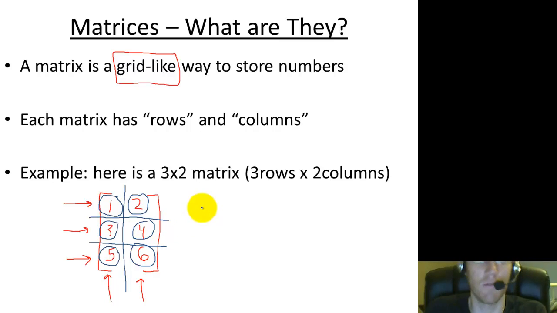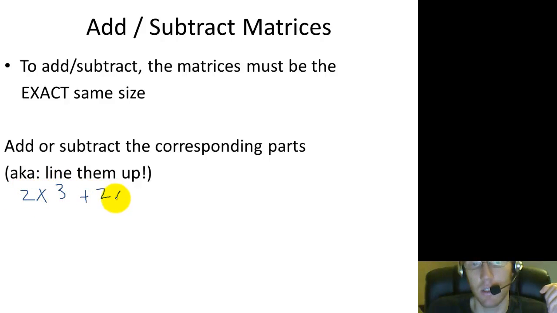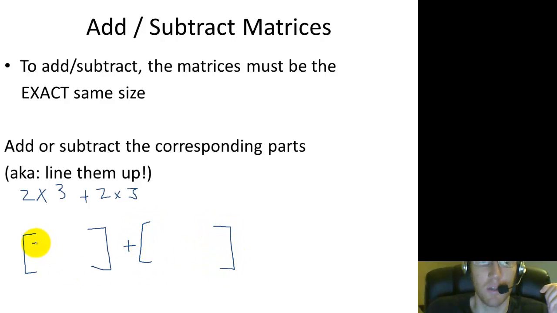Okay, so what are these used for? First, we figured out what they are. Now we talk about how we use them. To add or subtract, the matrices have to be the exact same size, and you're just going to add or subtract the corresponding parts. So let's take a look at a 2 by 3 plus a 2 by 3. Your first matrix is going to be a 2 by 3, and then we're going to add another 2 by 3.